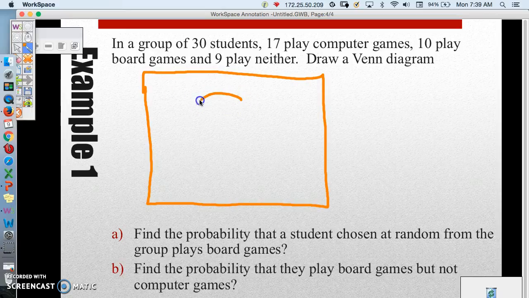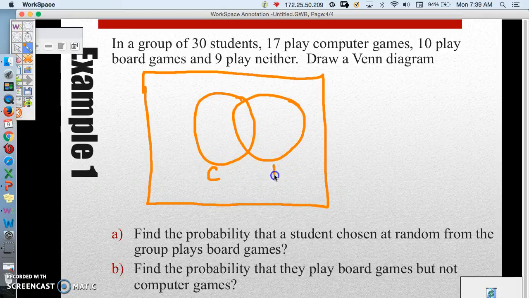So there's 30 students, so we have computer games and we have board games. We know 17 are in this circle, 10 are in this circle, and 9 are out here, and 30 total. We don't know this intersection, so we could put an X right here, but we know 17 play computer games. So in this whole circle, there's 17, so this must be 17 minus X. And over here, this must be 10 minus X.